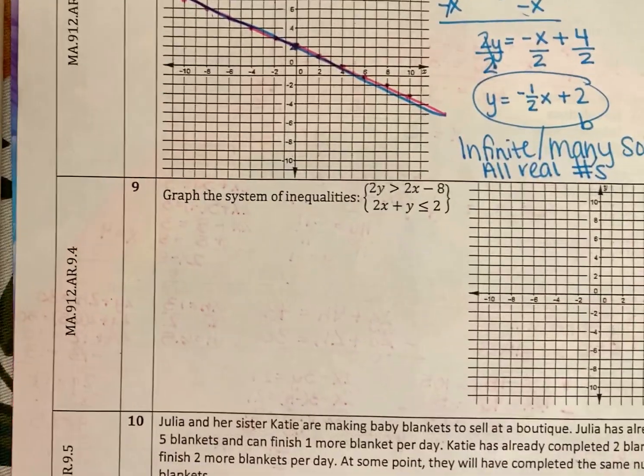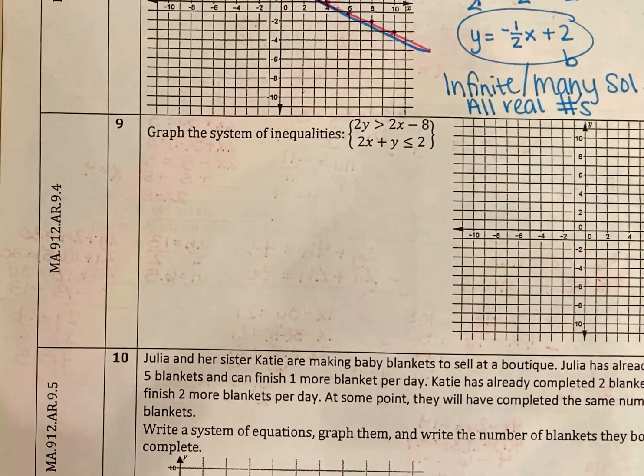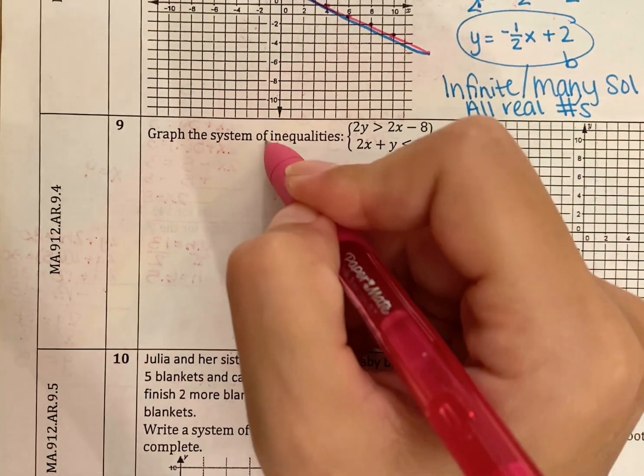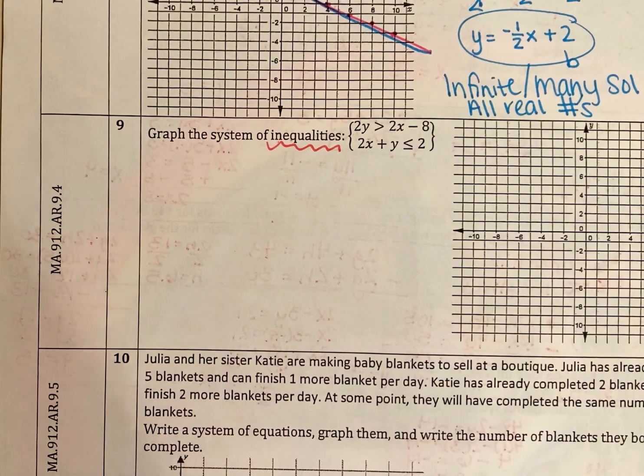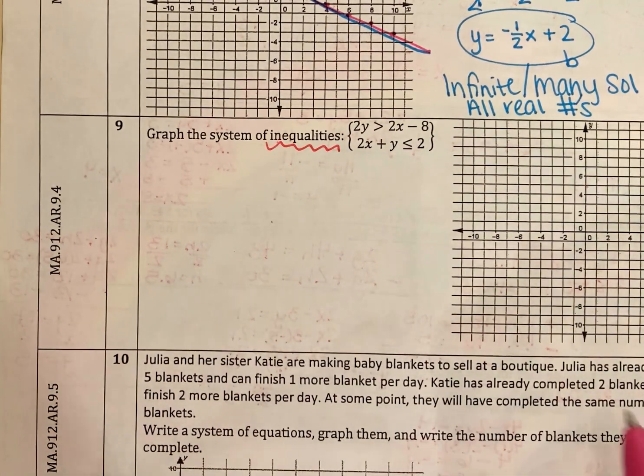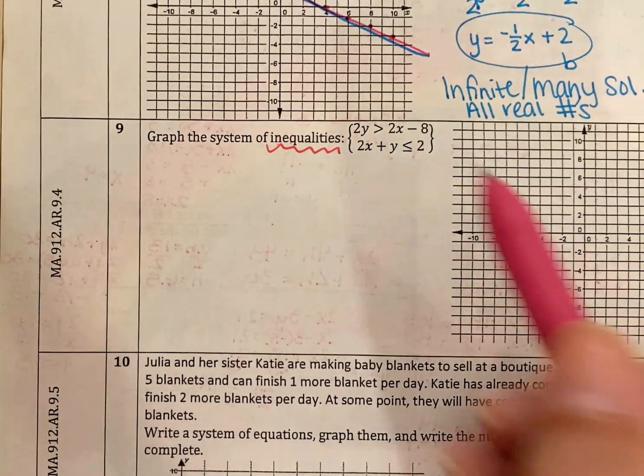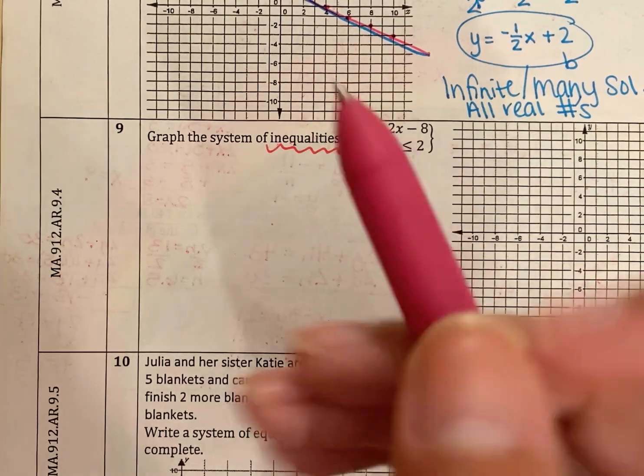Okay, so let's go to number 9. We're going to graph this. These are inequalities, so these have to be shaded. You're looking for a double shaded region. This is a compound inequality. So what I'm going to do is copy the first equation.